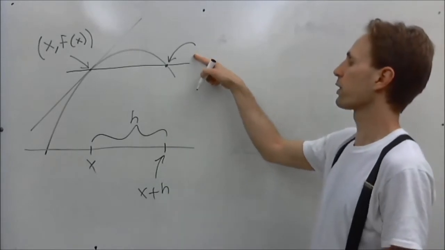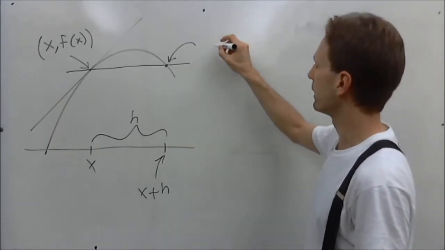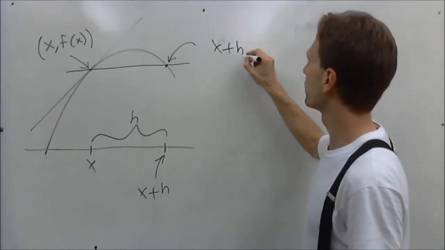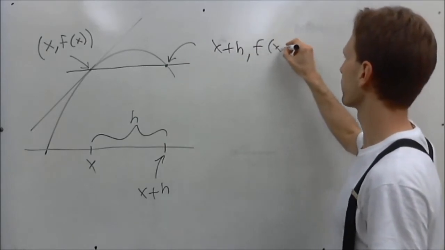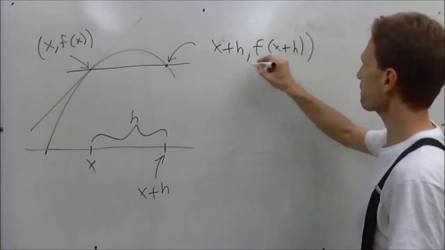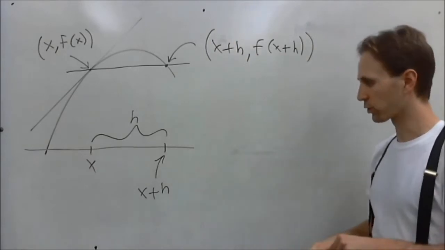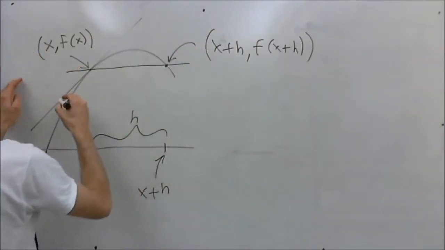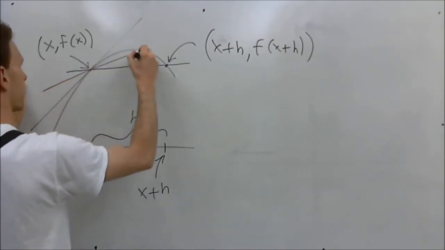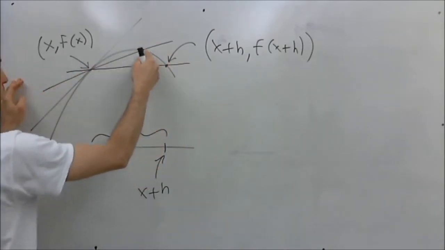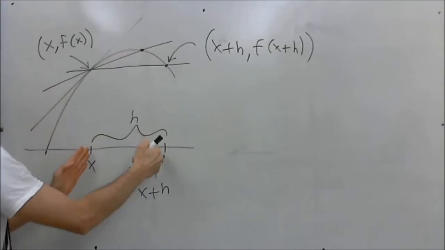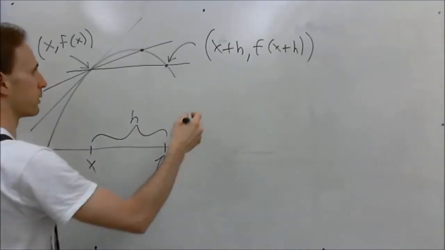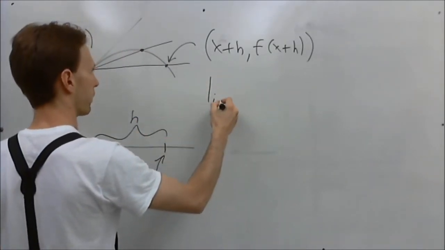And so this is no longer a comma f of a. It's x plus h comma f of x plus h. And so the slope of the tangent line, we're still interested in driving it to here. We still want to go through that process, right, of moving this point along the curve so that they meet, drive this into this.